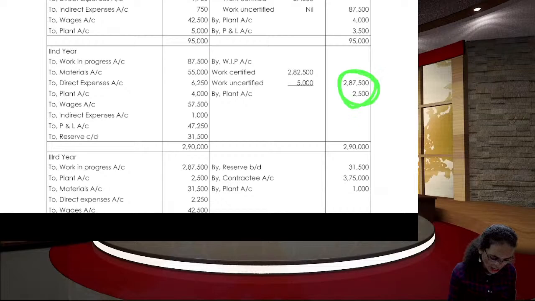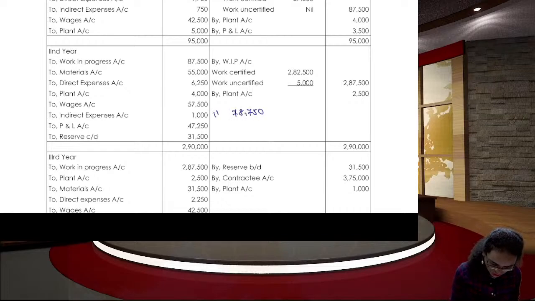This one total. So what is the gross profit you are getting? I'll do the calculation. 2,90,000 minus 87,500, 55,000, 62,500, 4,000, 57,500 minus 1,000. The profit we got is 78,750 rupees, a notional profit. But what is the amount to be transferred to the P&L and what is the amount to be transferred to the reserves? See, you check here.